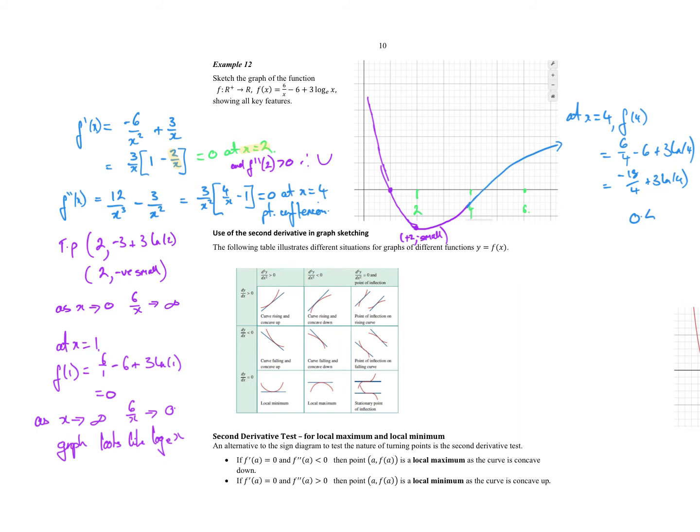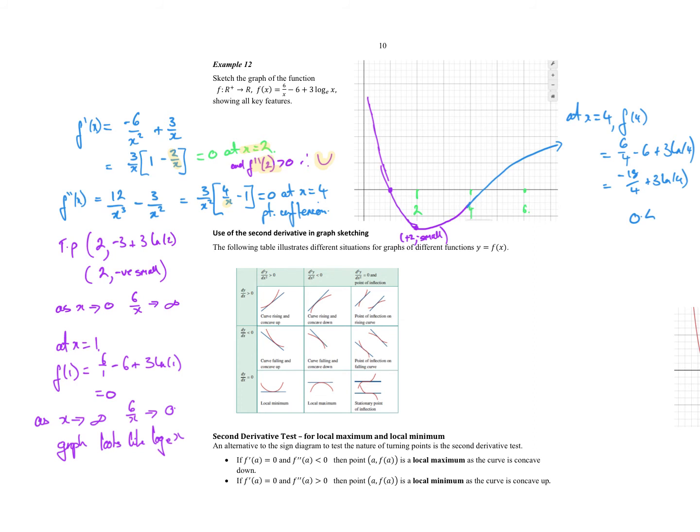If I put x equal to 2 into my second derivative, I get 4 over 2, which is 2 minus 1, which is positive 1. 3 over 4, so I get a small positive value. So in other words, f double dash of 2 is greater than 0, so the graph is concave up, so it's a minimum at that point, okay?